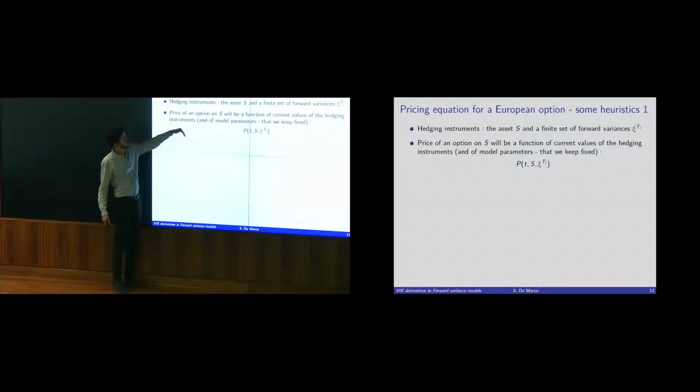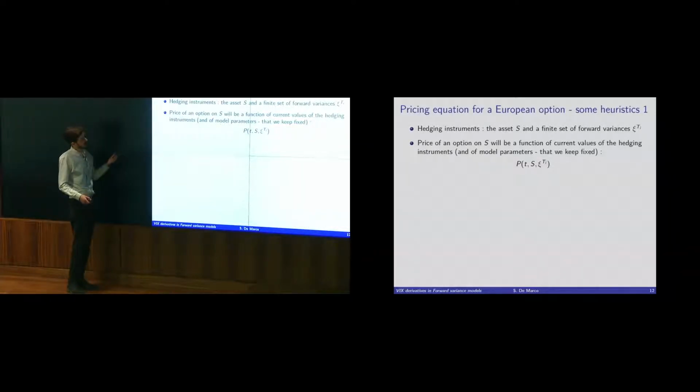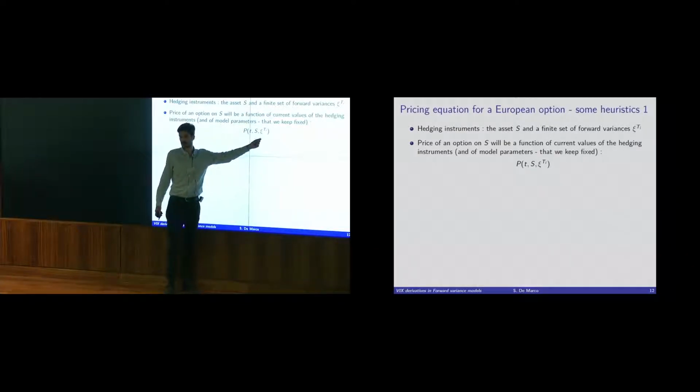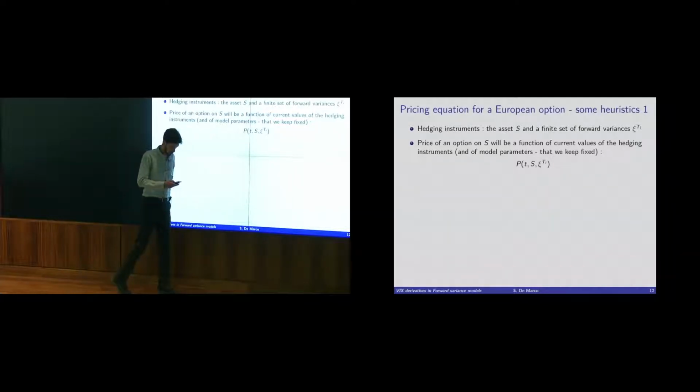So we have an option on S. We want to give a price and a hedging strategy to that. The price of this option will be a function of time and of the current values of our hedging instruments, so S and the forward variances. This function for the moment is the function that I'm using in my risk management system. Give me the value of S, give me the current values of the forward variances, I run my code and my code tells me that the price is this. What happens in between, PDEs, Monte Carlo, maybe we don't even know. This might be a black box function.